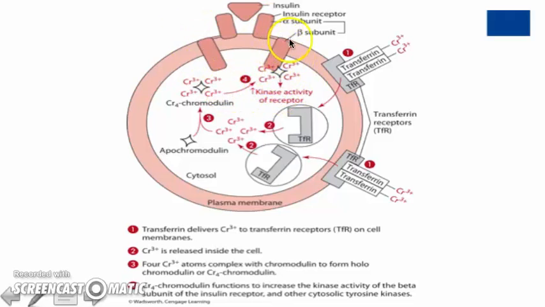So we see this is the beta subunit particularly of this insulin receptor, and we see that this is occurring with the binding of insulin to the insulin receptor. Chromodulin binds the beta subunit, which then enhances and stimulates the kinase activity of the insulin receptor.